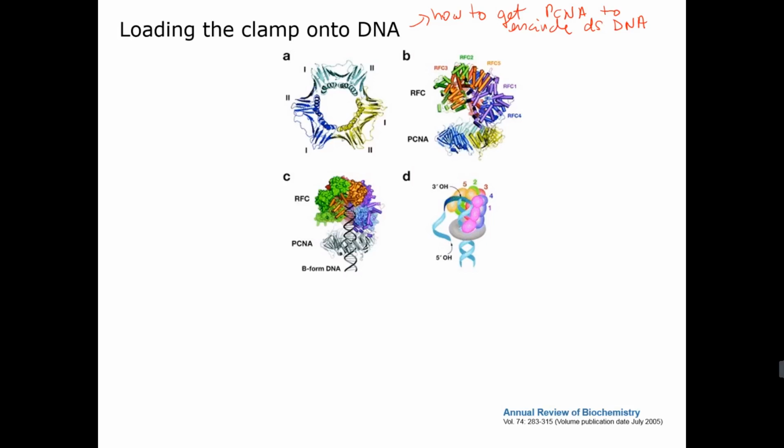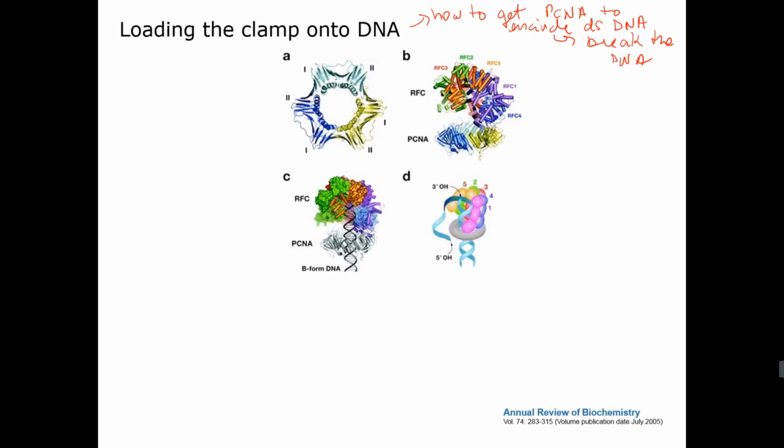So we're going to break the donut as opposed to breaking the DNA. Okay, so we have to have some means of disrupting this donut such that we can load it to encircle double-stranded DNA where it can fulfill its functionality. So this is performed by a protein complex that's referred to as a clamp loader.